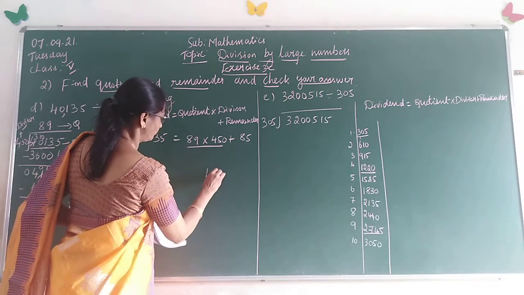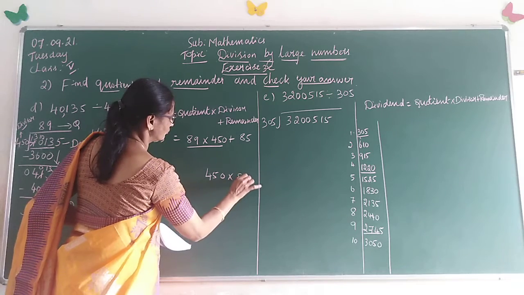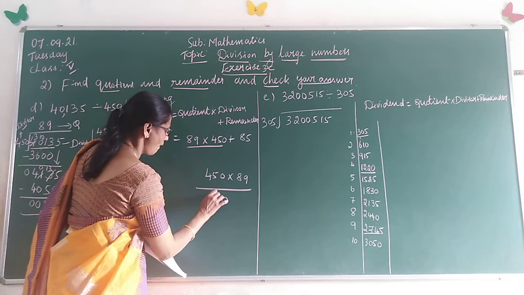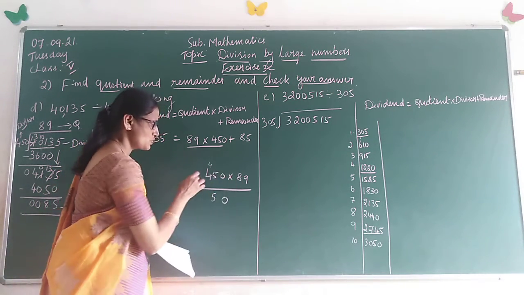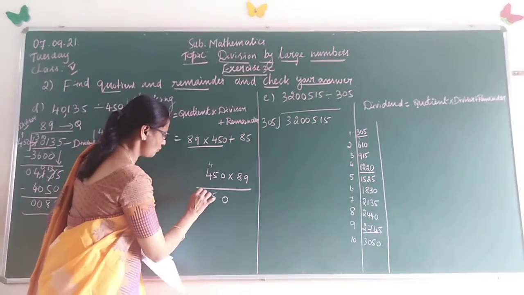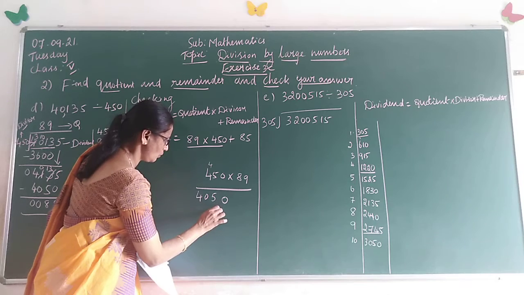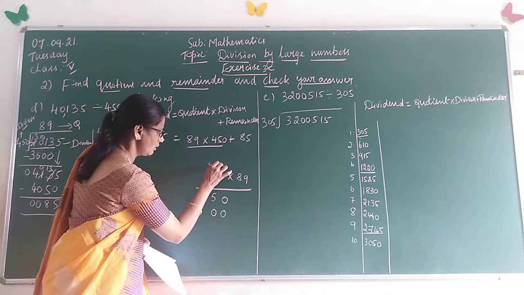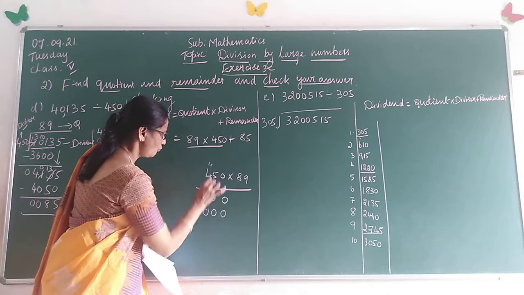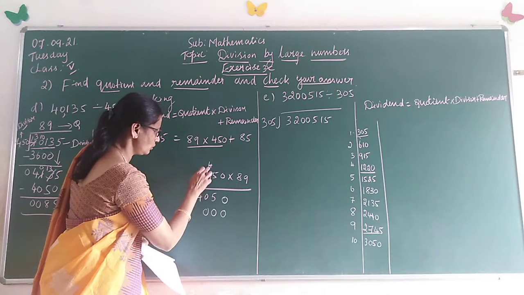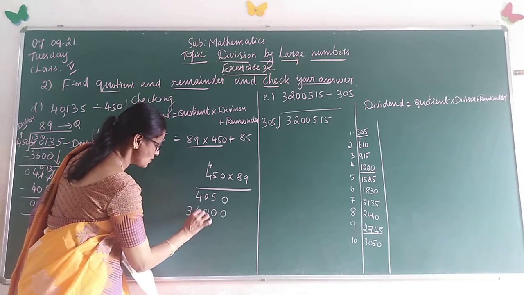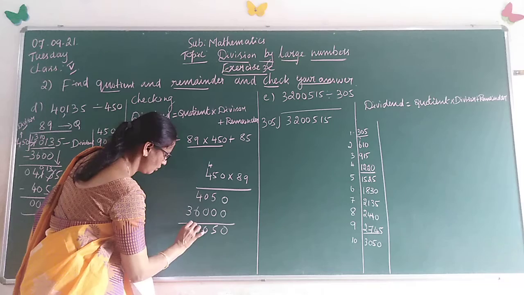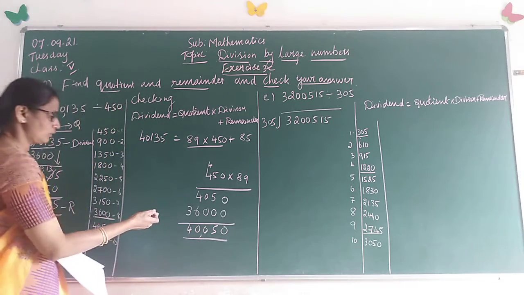So multiply now. 9 zeros are 0. 9 fives are 45, 4 carry over. 9 fours are 36, 36 plus 4, 40. 8 zeros are 0. Children, 18 we are making, so add 0 here. 8 zeros are 0. 8 fives are 40, 4 carry over again. 8 fours are 32. 32 plus 4, 36. Add now. 0, 5, 0. 6 plus 4 is 10, 1 carry over, 4. 40,050.